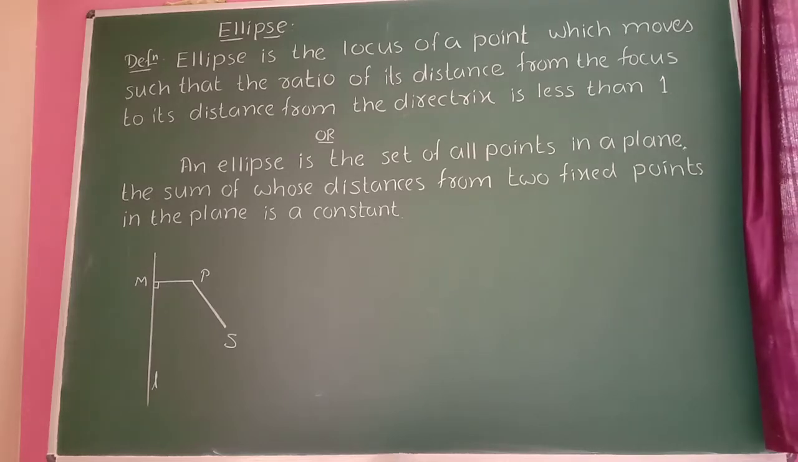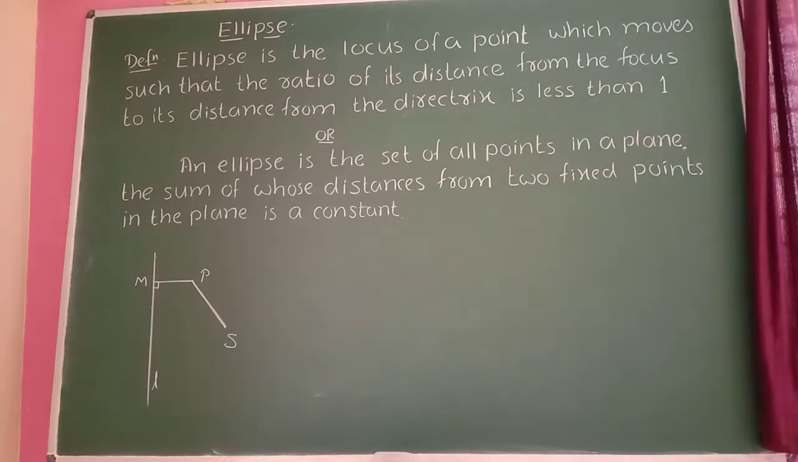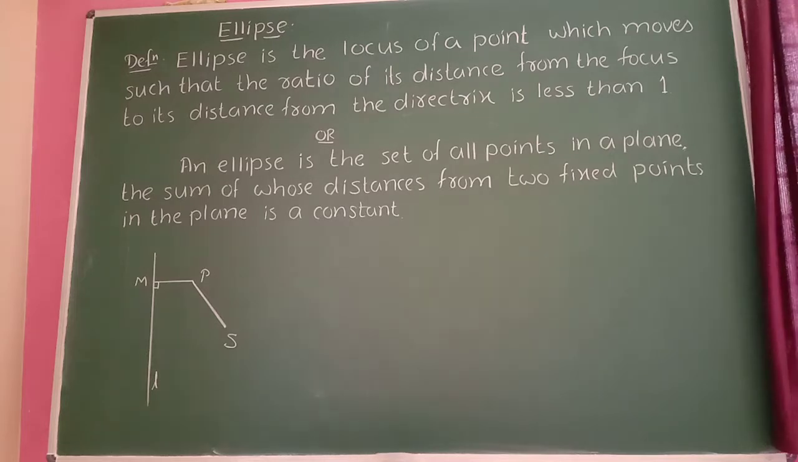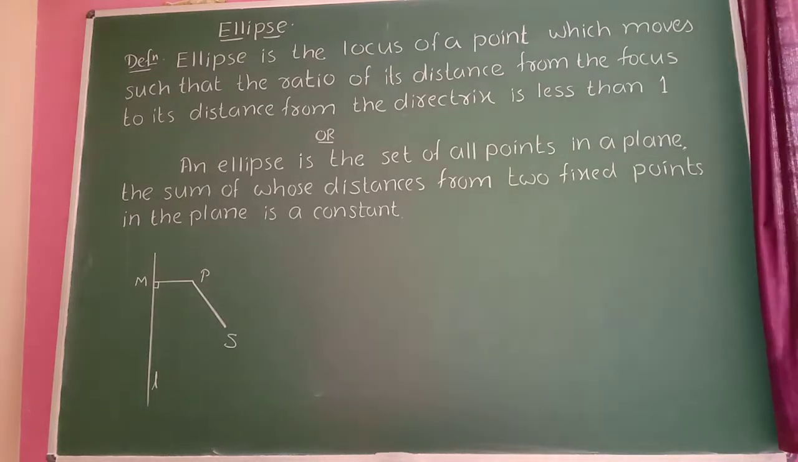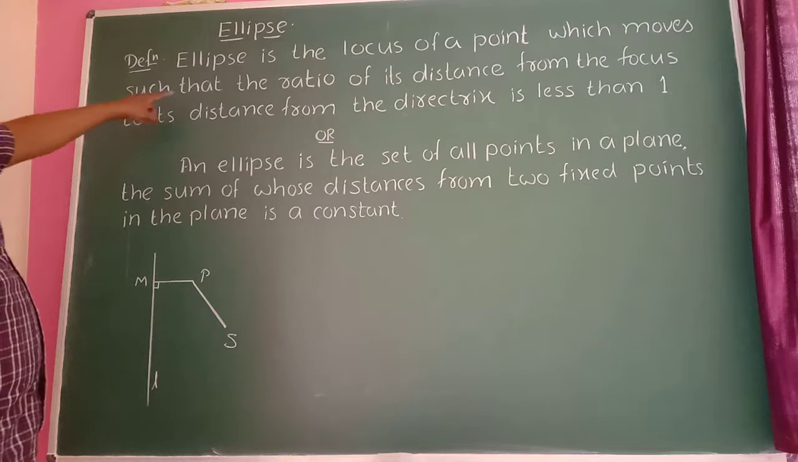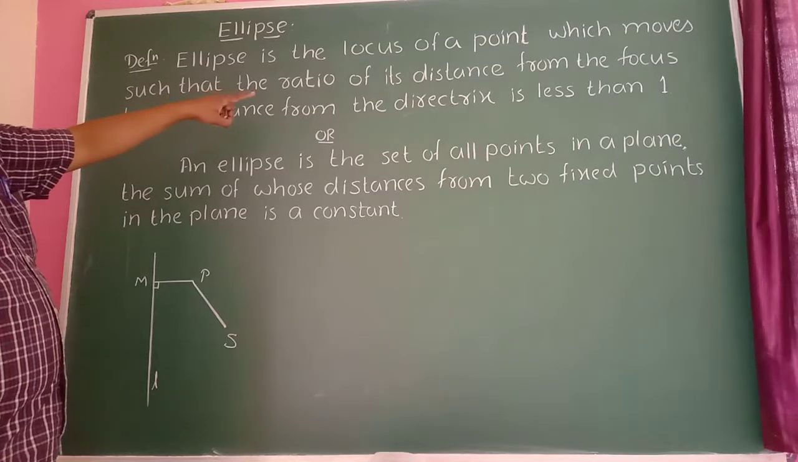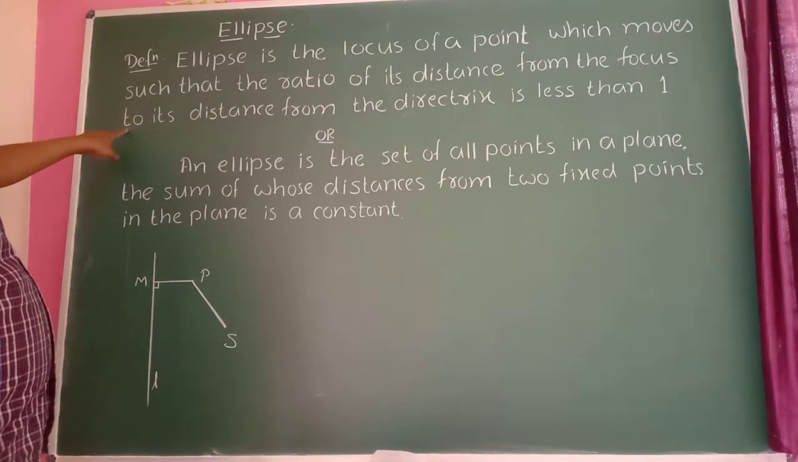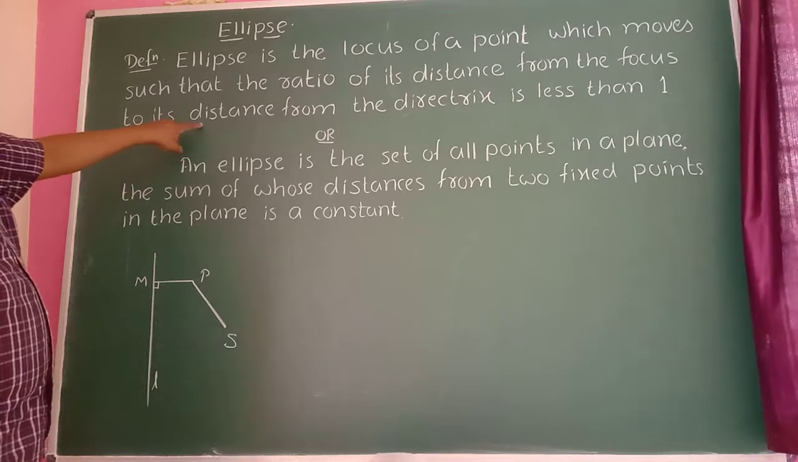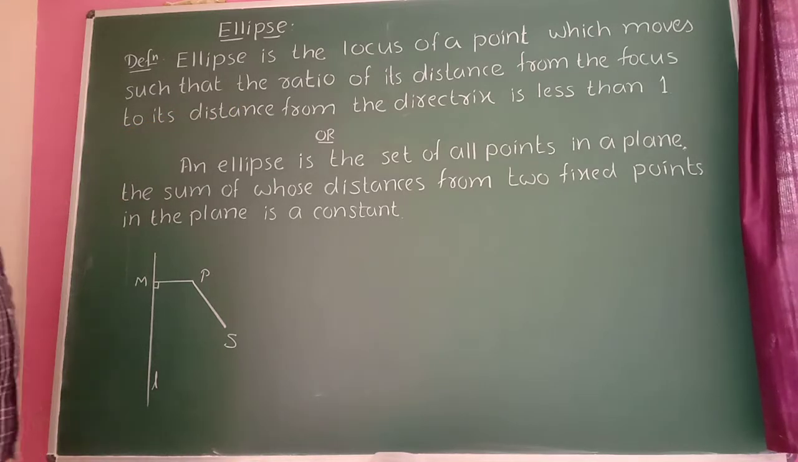So, ellipse. The definition of an ellipse is: an ellipse is the locus of a point which moves such that the ratio of its distance from the focus to its distance from the directrix is less than 1.